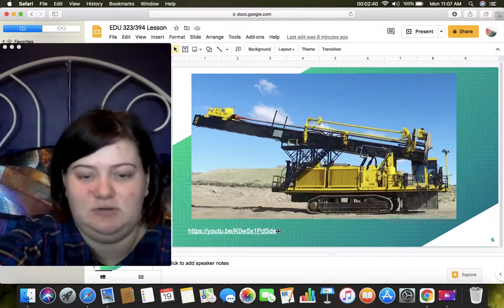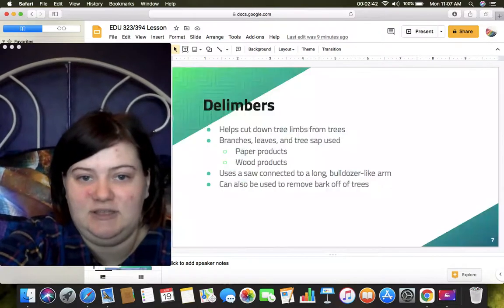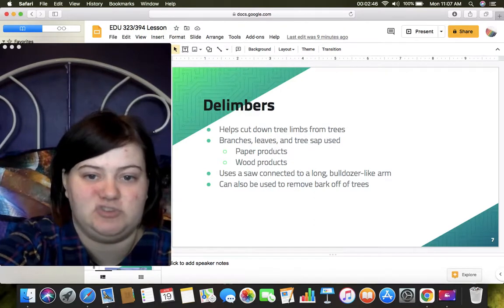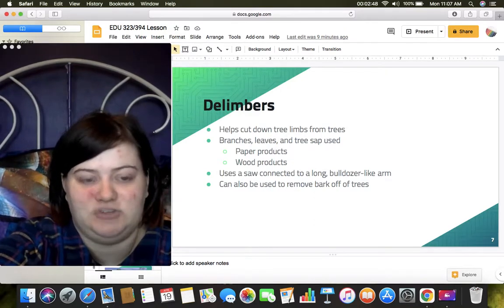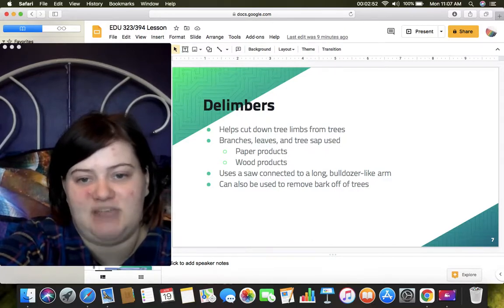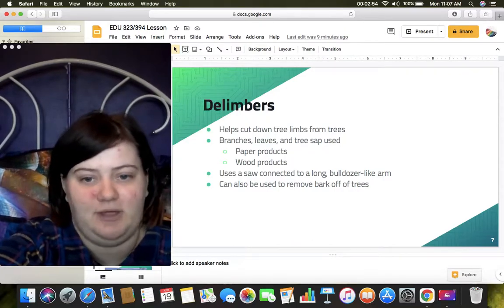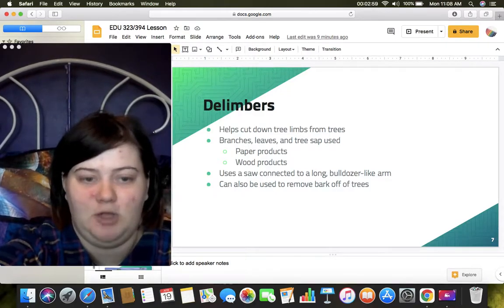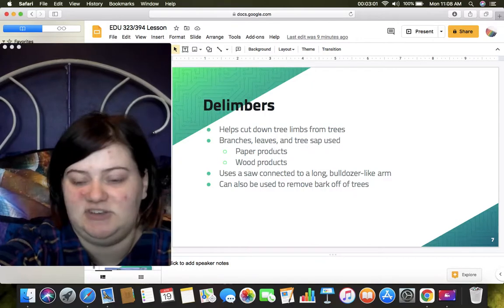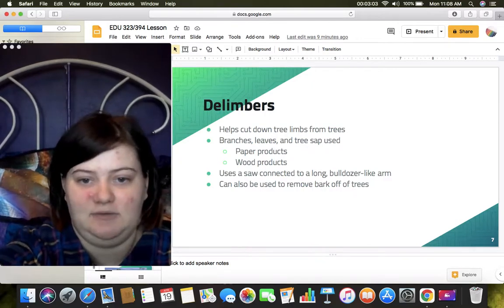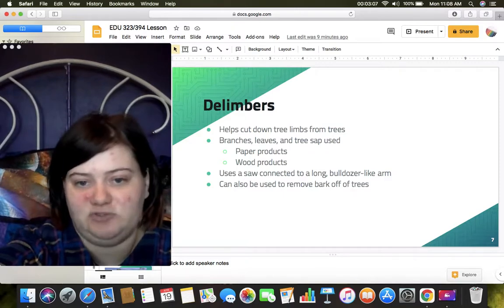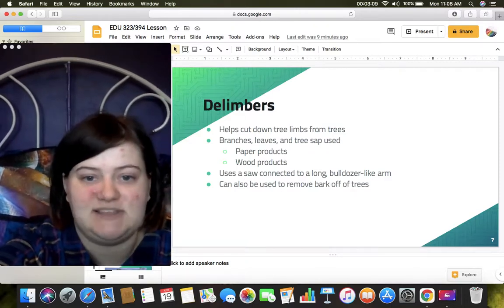Okay, so the next machinery is called a delimber. These basically help cut down tree limbs from trees. They do this in order to collect branches, leaves, and the tree sap that are used for paper products and wood products. Basically, this machine uses a saw that's connected to a long bulldozer-like arm, and it just cuts off the branches just like that. Very quick, very efficient. It can also be used to remove bark off of trees for more paper and wood products that way.